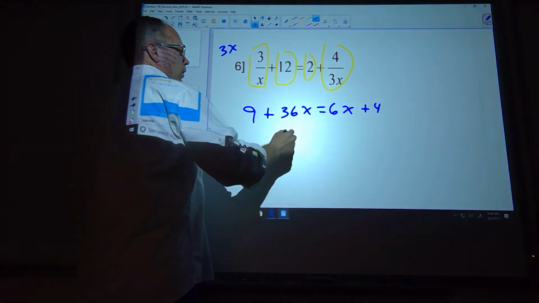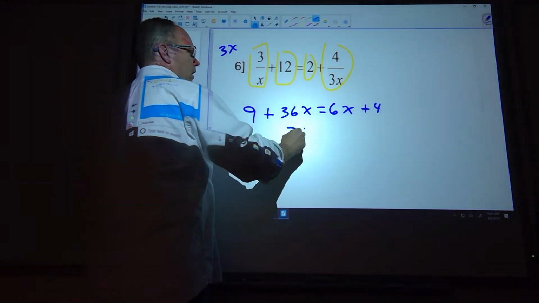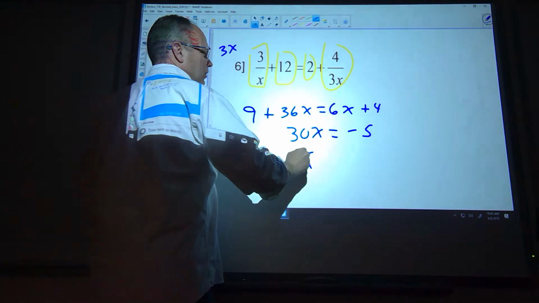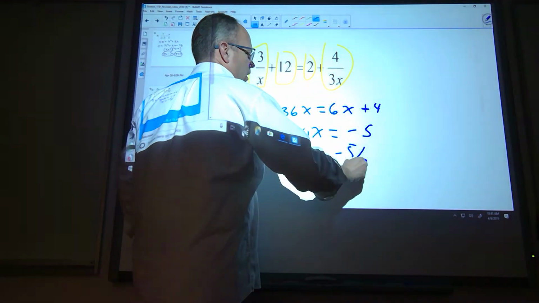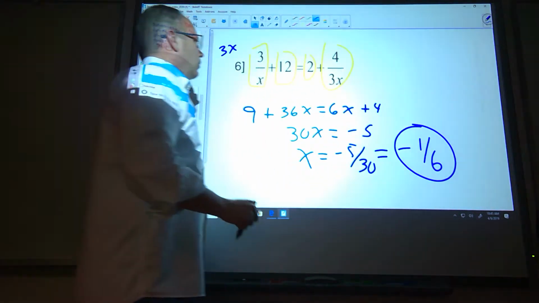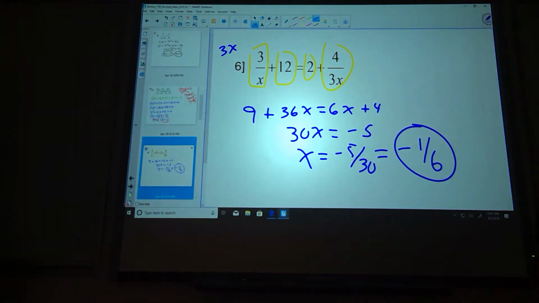Subtract, bring everything over. Let's see. I'm going to get 30x over here. I'm going to move the 9 over to give me -5. So x equals -5 over 30. And we're good mathematicians. We know that's the same thing as -1 over 6. That'll plug in just nicely. So again, I can't cross multiply on this one. I have to go ahead and solve it like we had been doing.